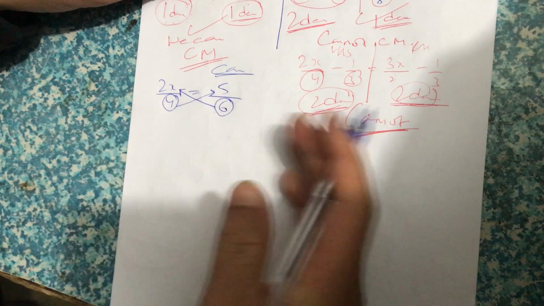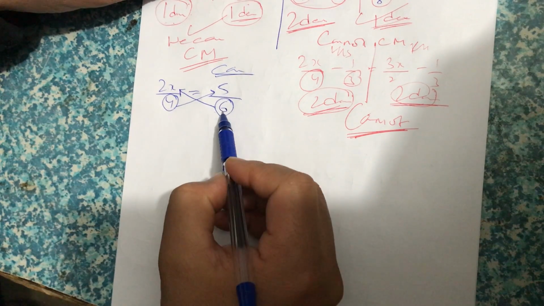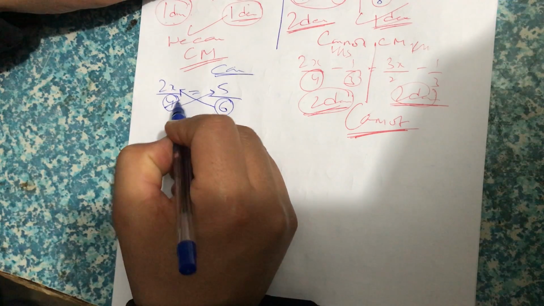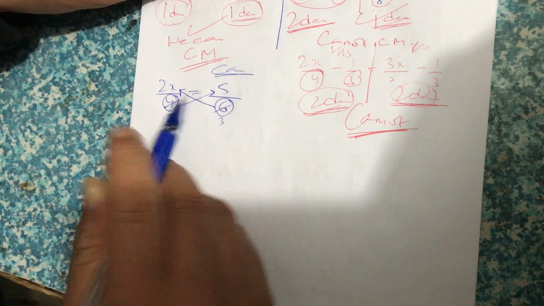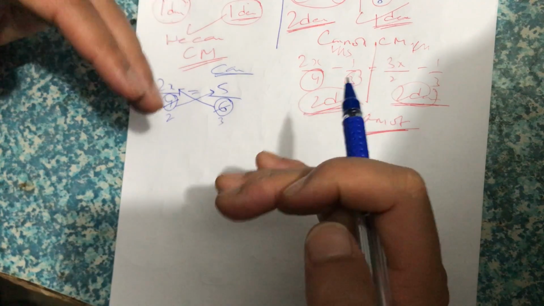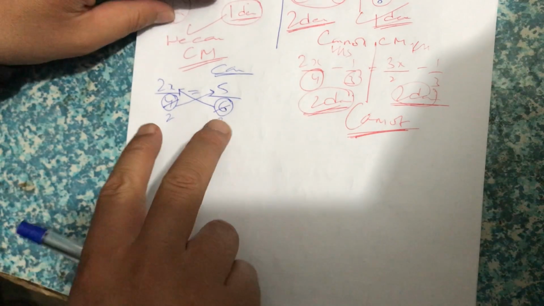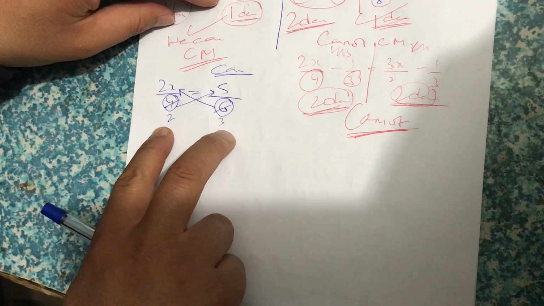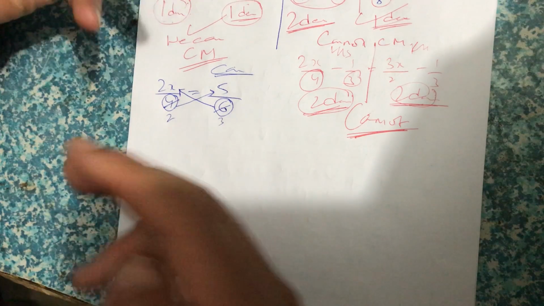Now, if they can be cancelled, you cancel them. Like both of them I can cancel by a 2. Like this can be cancelled. 2 2s are 4, 2 3s are 6. So you try and reduce the denominators to the lowest form, so that it becomes easier for us.